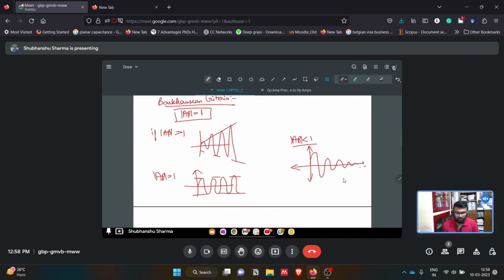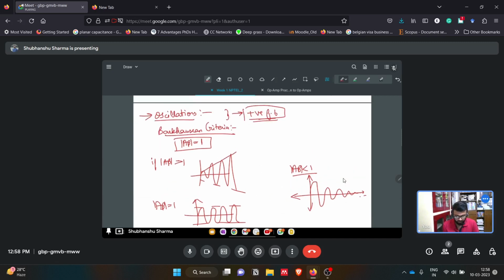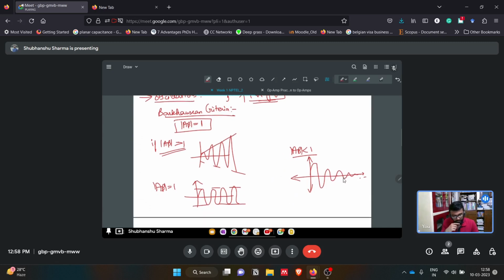Initially these oscillators are run in the condition mod A beta greater than 1. Once they start increasing the amplitude of their oscillations, then slowly, with the help of the feedback, we make them run in the condition mod A beta equals 1. Then they sustain the amplitude they achieve, and keep on oscillating.